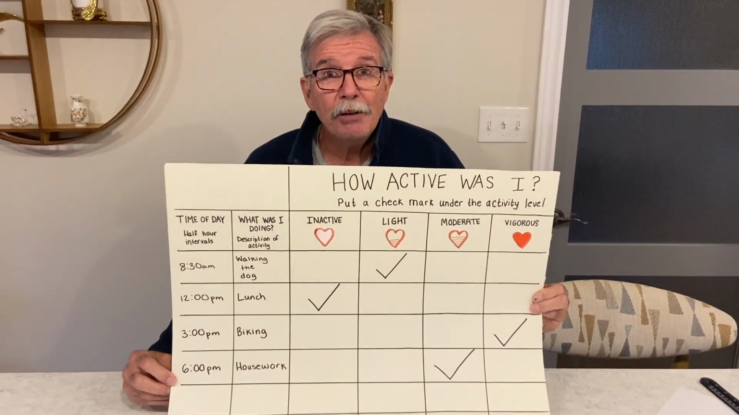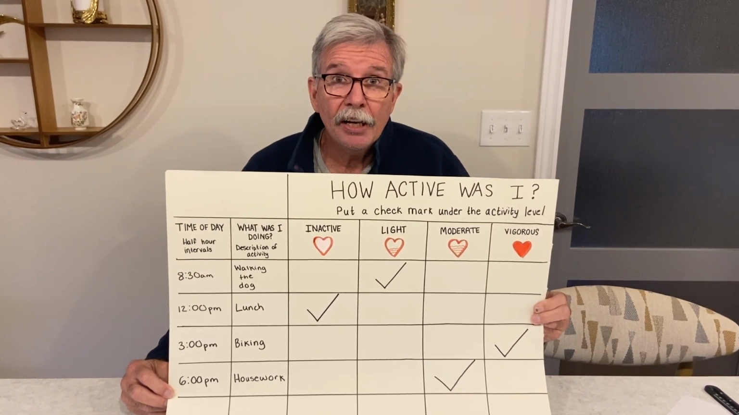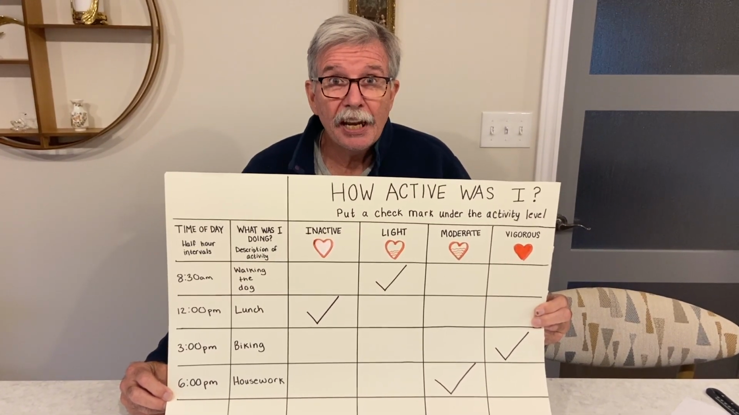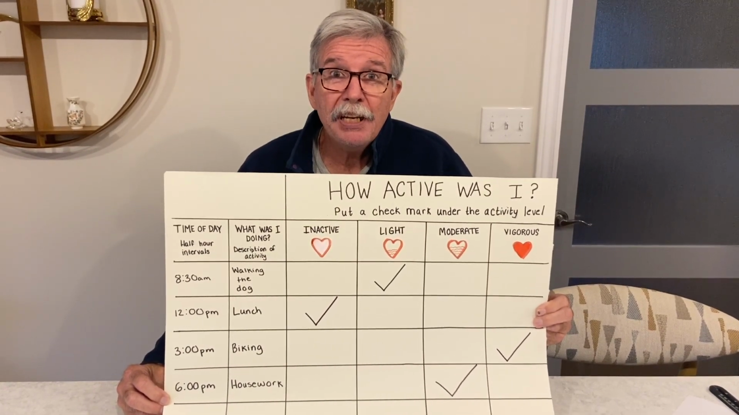At 6 p.m., it was time for my housework. I did raking of leaves, cutting the lawn, and cleaning up all the tools that I used. As you can see, that's moderate activity because my heart was beating a little faster than normal. For the next couple of days, I'll continue to track my physical activity, and then I will have a benchmark. After you finish your 3 days, you're going to count the number of checks you have for each activity level. Then you count up the number of minutes you spent at each activity level.